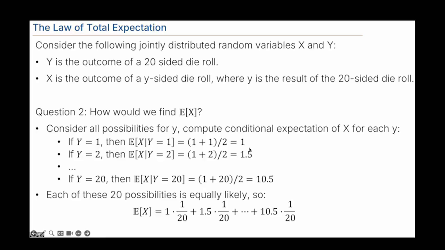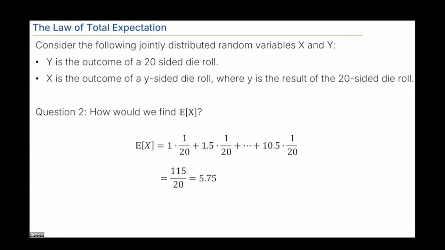So for each of those first rolls, the y's, you have a different expectation. And each of those 20 possibilities is equally likely. So the expectation of x is going to be 1 times 1/20, plus 1.5 times 1/20, plus dot dot dot, plus 10.5 times 1/20. We're summing up a bunch of different expectations, each of which is equally likely. Basically, if you take 1 plus 1.5 plus 2 plus 2.5 all the way up to 10.5, you get 115.